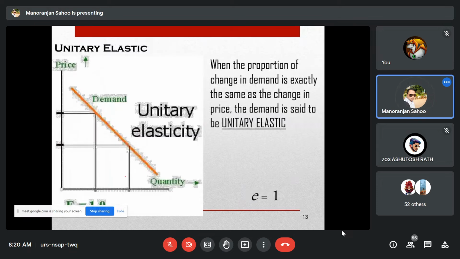Then unitary elasticity means the percentage change in the price is equal to the percentage change in the quantity demanded. However much percent the price changes, the demand will also change by the same percent. Then it is called unitary elasticity, and in this case the elasticity value will be equal to 1.